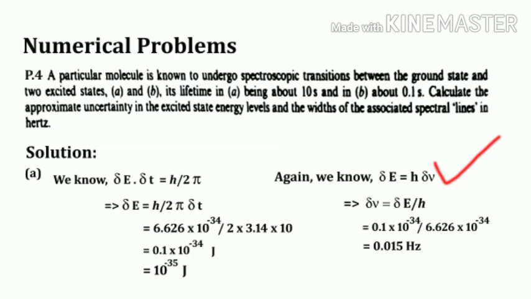Again we know that del E is equal to h into del nu, from which we can write del nu equal to del E by h. So substituting the value of del E and h, we get the value of del nu is equal to 0.015 hertz, which is the width of the associated spectral line. Okay, so these are very simple problems you can easily solve.